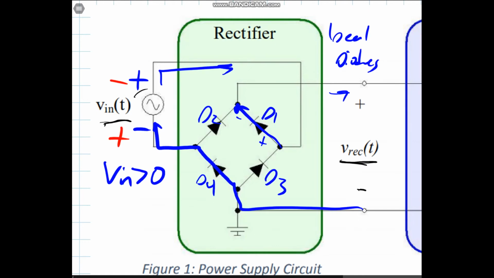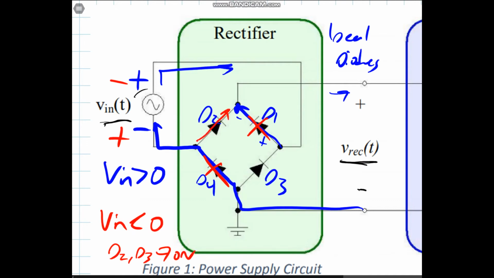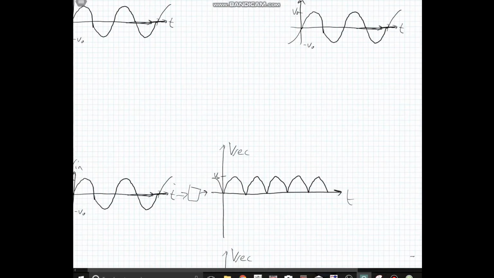We have the negative at the top here. And so these are both going to be off. So if Vn is less than 0, diode 2 and diode 3 are going to be on, positively biased here. And we have an output here, also going to be a positive output. And it will return. Let's take a look at this.